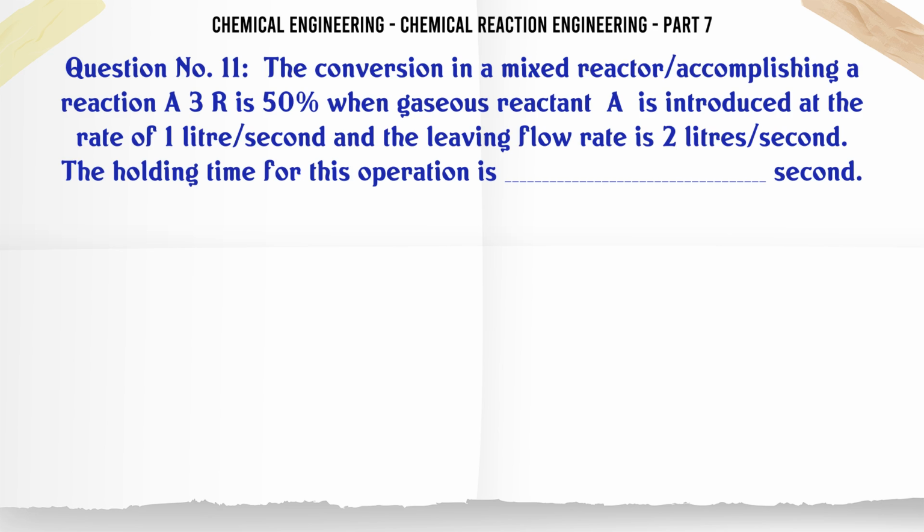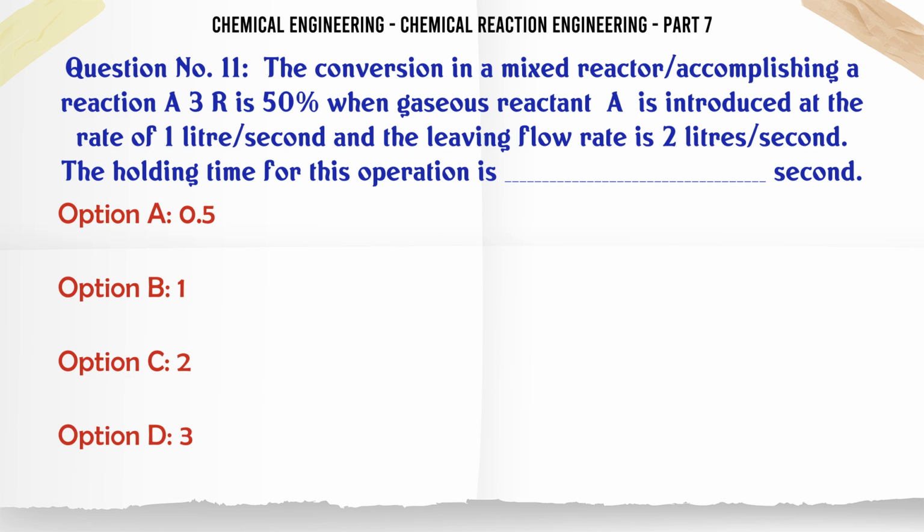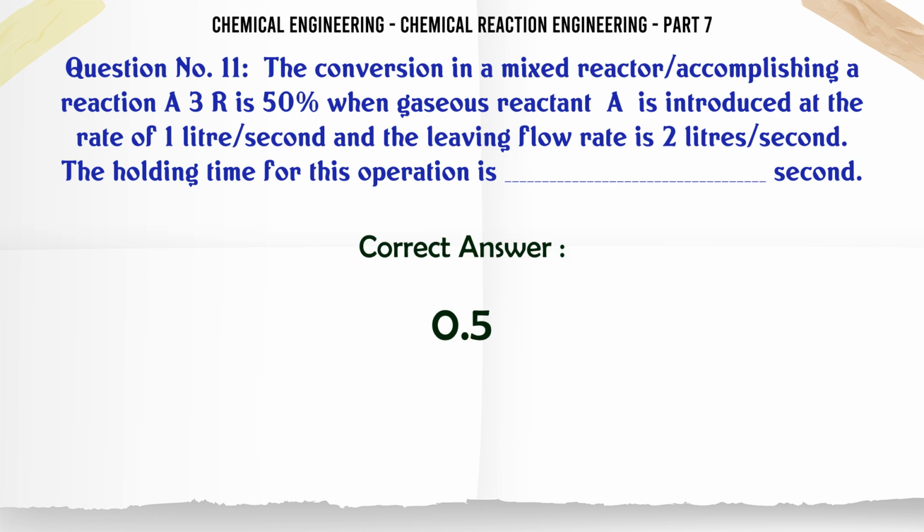The conversion in a mixed reactor accomplishing a reaction A→3R is 50% when gaseous reactant A is introduced at the rate of 1 liter/second and the leaving flow rate is 2 liters/second. The holding time for this operation is ___ second. A. 0.5. B. 1. C. 2. D. 3. The correct answer is 0.5.